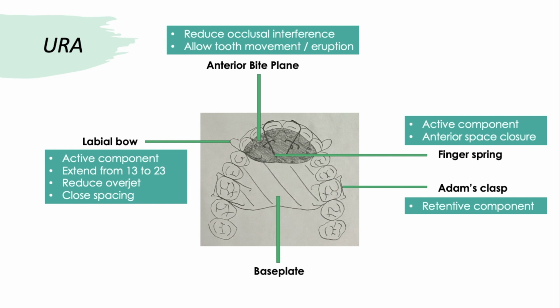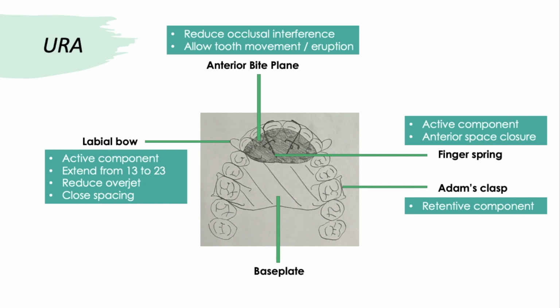So the finger spring in this case acts as an active component. It aims to close up the anterior spacing, the midline diastema. While the labial bow is also an active component extended from 1|3 to 2|3. This is used to reduce the overjet and basically to close up the anterior space.